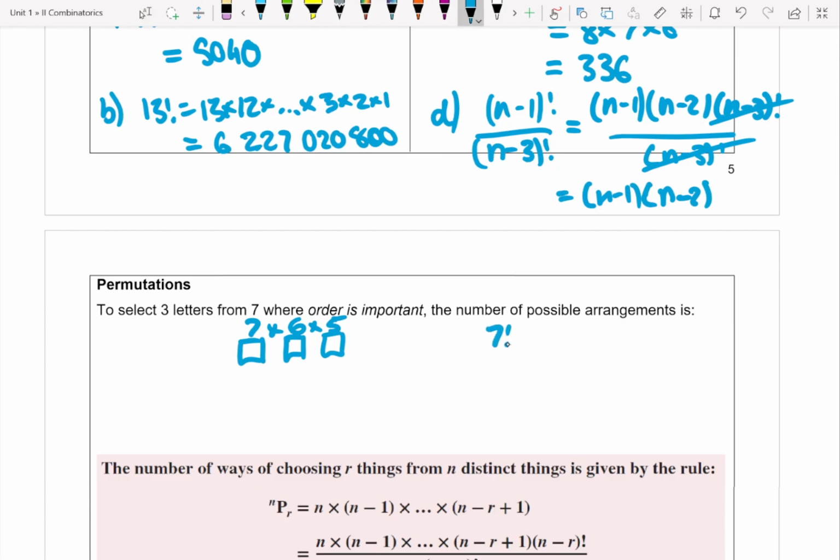So if we start with 7 factorial, we're going to have to divide by, well, what would be left is the 4 times 3 times 2. So that's going to be 4 factorial. That's the same as what we've just calculated out.